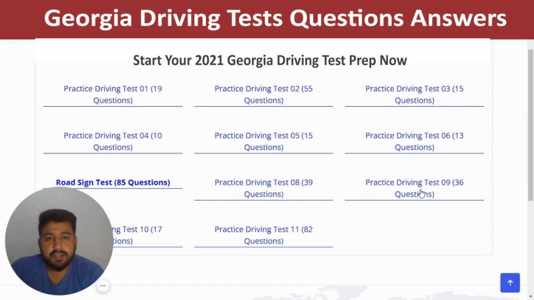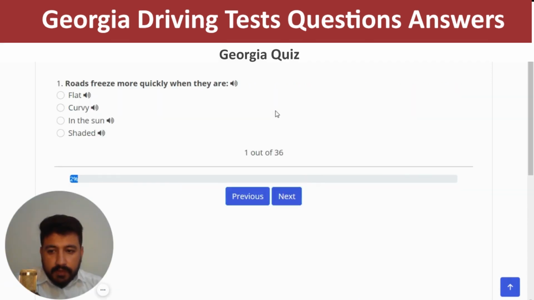First 7 quizzes are done, and now we are going to move to the next one, which is quiz number 8, and it has 36 questions. So let's click on practice driving test number 8 actually. So click. Here we go. The first question is, roads freeze more quickly when they are. So the right option is the last one, which is shaded.